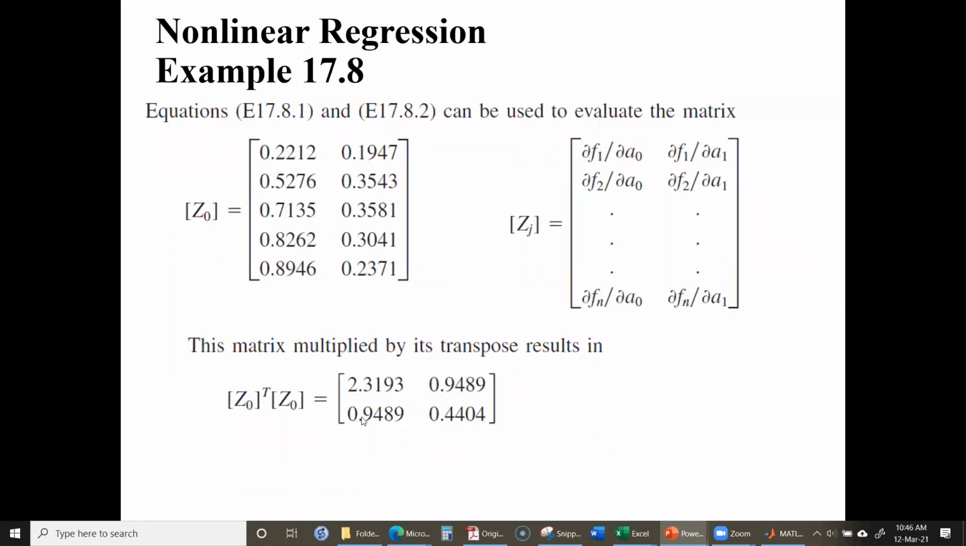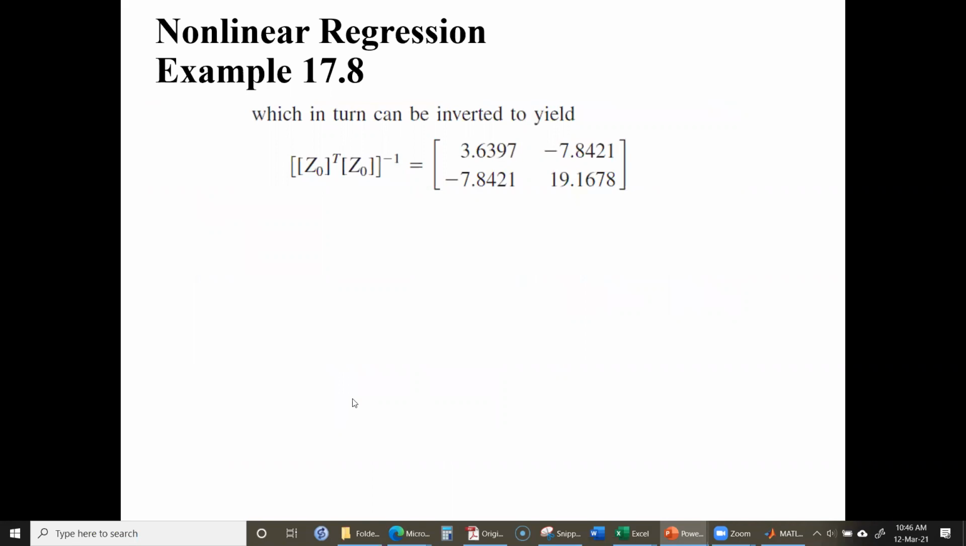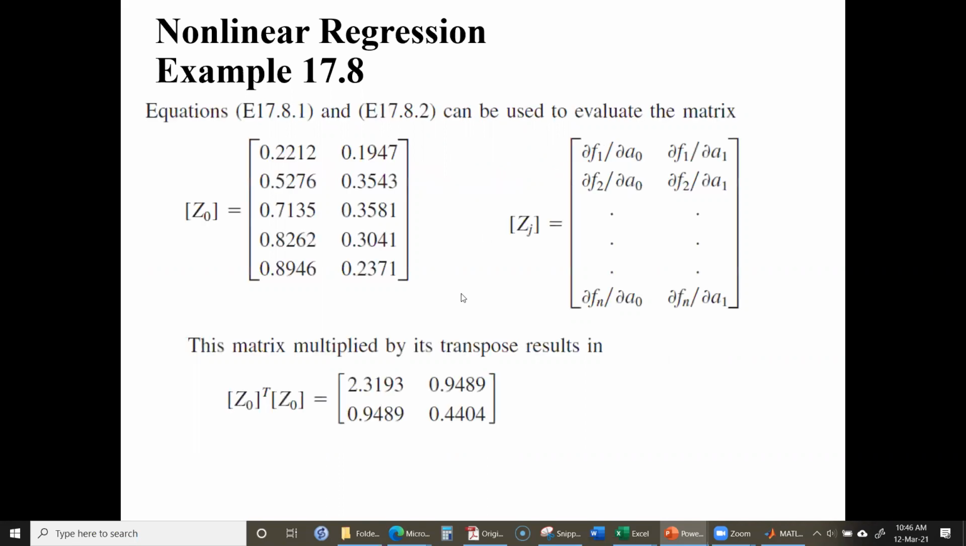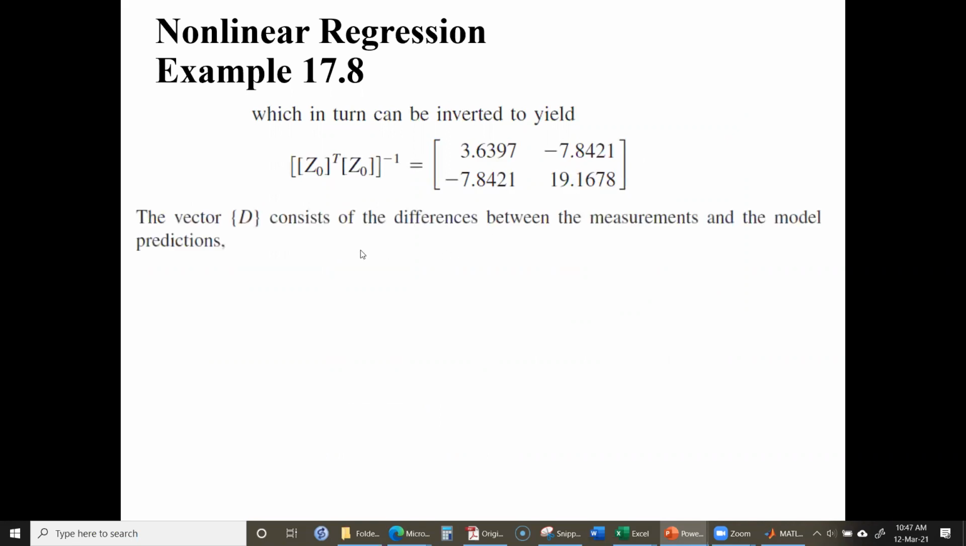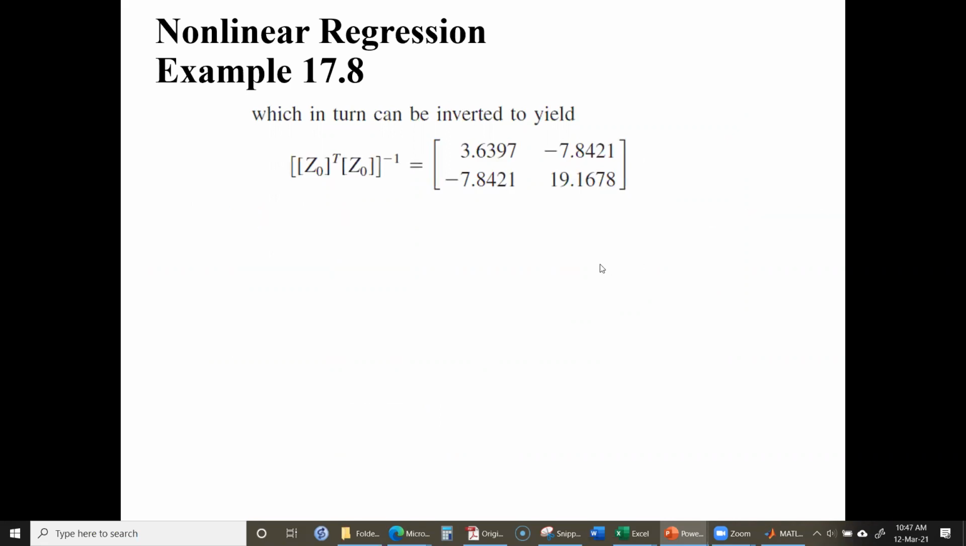So the first step is this, and then we took the transpose and multiplied it. These coefficients will be part of the equation for the answer, so we will need to invert this matrix. That means we will take this matrix and find its inverse. And then the next step will be to find the vector D, which will consist of the difference between the measurements and the model predictions.